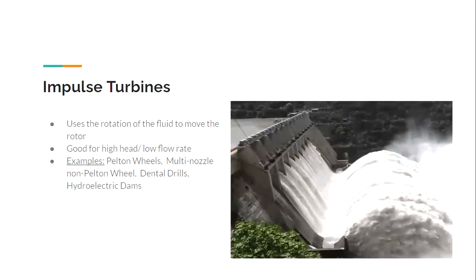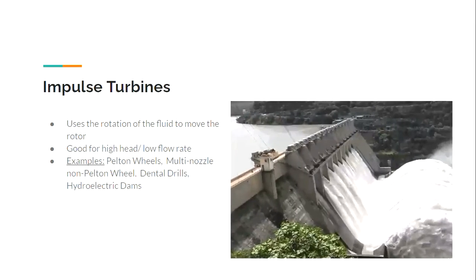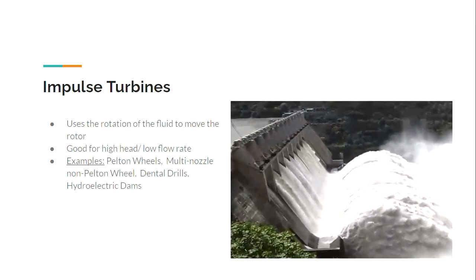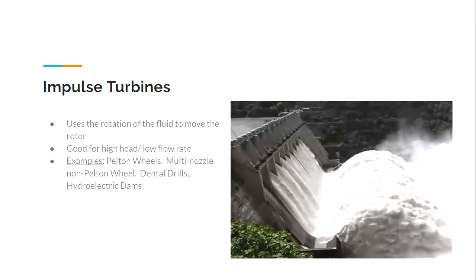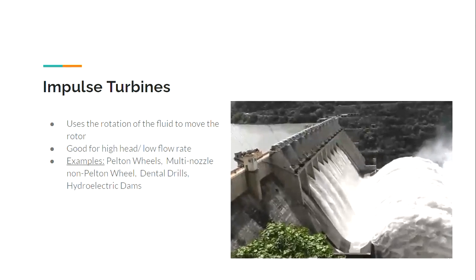Impulse turbines get their energy to the rotor by the fluid turning and moving the blades. These turbines are useful in cases where you have a large head and low flow rate. An example of this would be a hydroelectric dam, where the water source is located above the turbine.